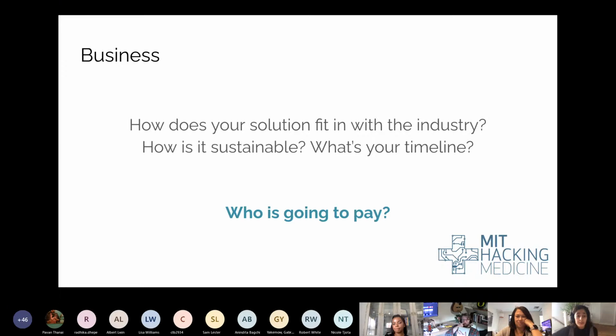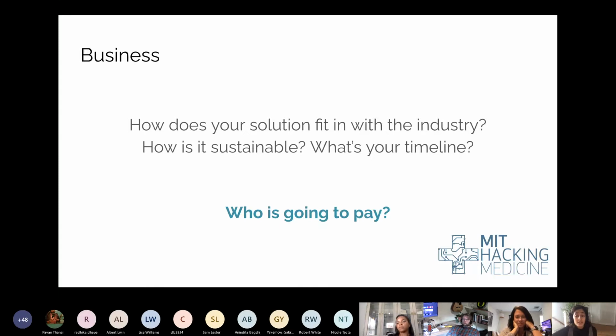For the business plan, you really want to be able to show how exactly your solution is going to fit in with the industry. How is it going to continue to be a product that individuals will pay for or that will continue to be able to solve the problem? And what is your timeline for being able to bring this product to the actual healthcare industry? You want to be able to demonstrate that you guys have thought about how much time it's going to take to develop your solution out further, and then finally pilot it with individuals.